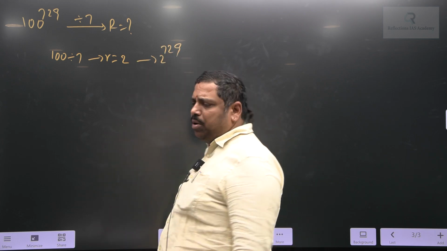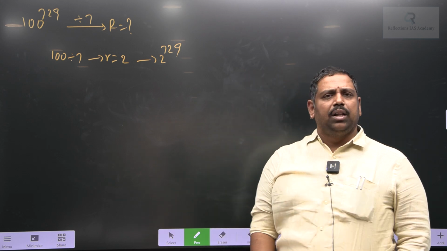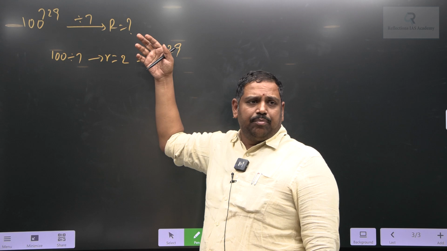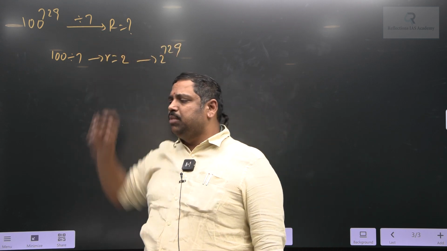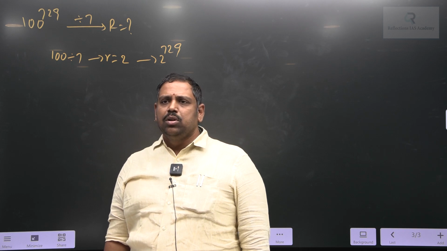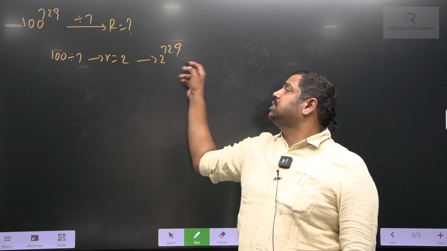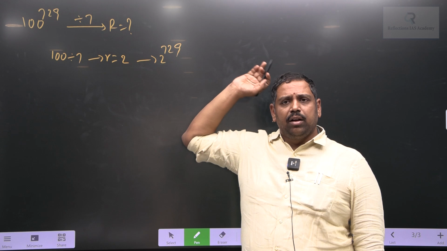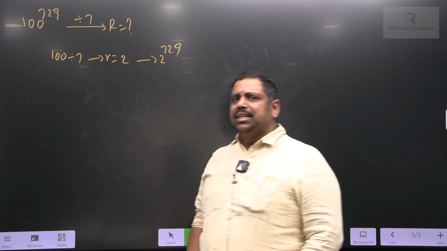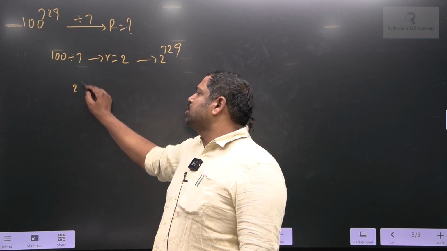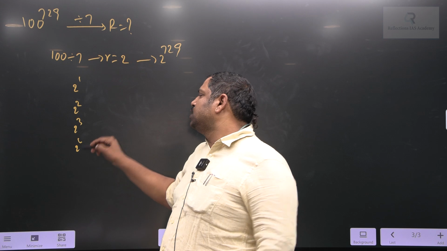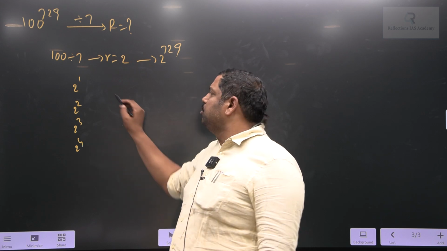Here you will face a problem. The problem is very simple. 2 power 729 is definitely more than 6. You are dividing with 7 means the remainder should be 0 to 6. Will it come under 0 to 6, or very far away? Very far away, right? So then what we have to do is, you have to raise the powers to 2 power 1, 2 square, 2 cube, 2 power 4 and so on. Every time you divide with the 7.